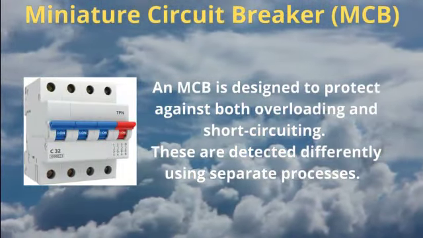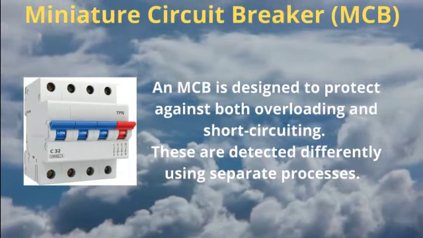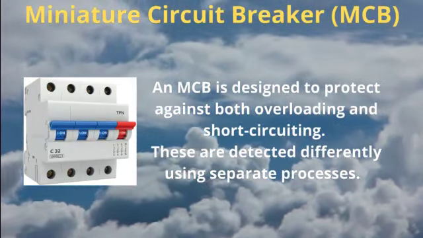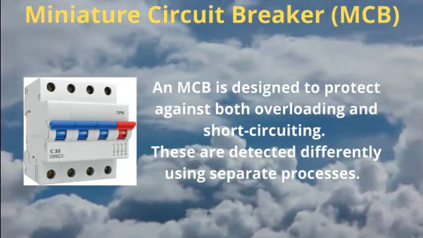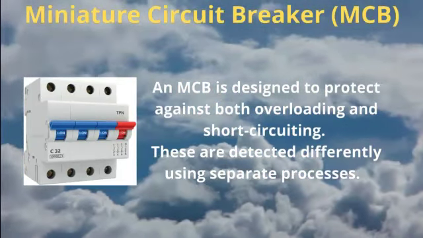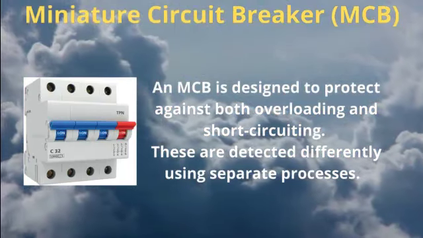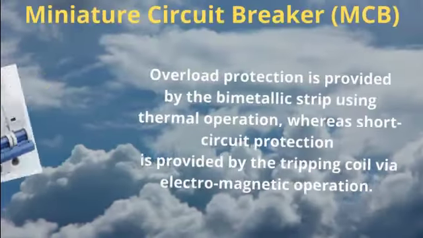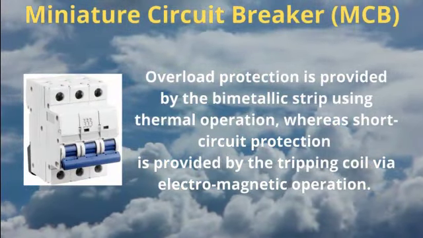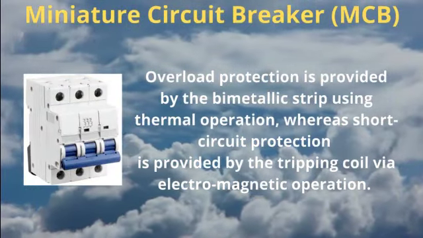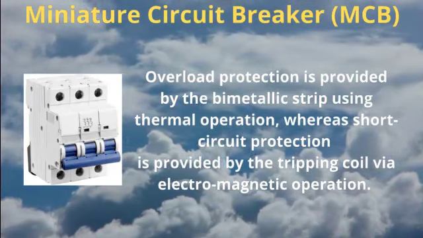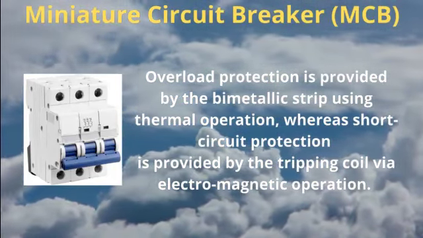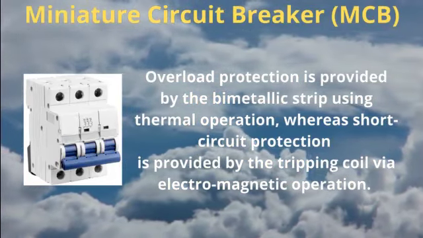MCB is designed to protect against both overloading and short-circuiting. These are detected differently using separate processes. Overload protection is provided by the bimetallic strip using thermal operation, whereas short circuit protection is provided by the tripping coil via electromagnetic operation.